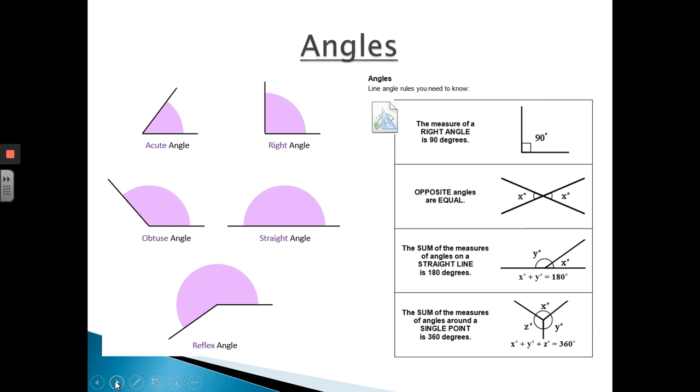The angles that they will need and the rules they will need associated with those angles are as follows. They'll need to know, obviously, that a right angle is 90. They'll also need to learn that opposite angles are equal. The sum of the measures of angles on a straight line add up to 180. And the sum of the measures of angles around a single point add up to 360. So those are all the rules they'll need to come across in a nutshell when they need to identify missing angles, which, if you refer to earlier when we talked about the progression, is likely to come up more in year 5 and year 6.